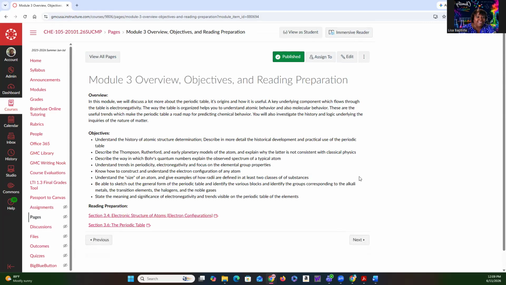The overview. In this module, we will discuss a lot more about the periodic table, its origin, and how it is useful. A key underlying component which flows through the table is electronegativity. The way the table is organized helps you to understand atomic behavior and also molecular behavior. These are the useful trends which make the periodic table a roadmap for predicting chemical behavior. You will also investigate the history and logic underlying the inquiries of the nature of matter.